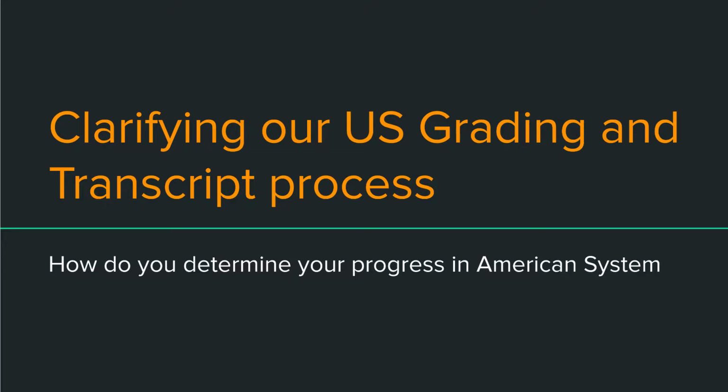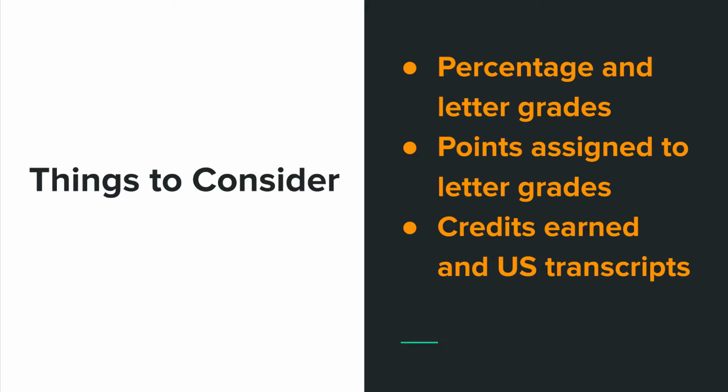First things we want to do is clarify our grading system and our transcript process. How do you determine your progress in our American system? Things to consider: the percentages that you earn from your teacher as far as quality of your work, the letter grades that are assigned as a result of those percentages, points assigned to those letter grades, and credits earned in U.S. transcript calculations.